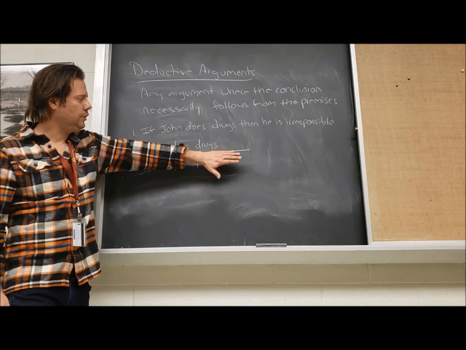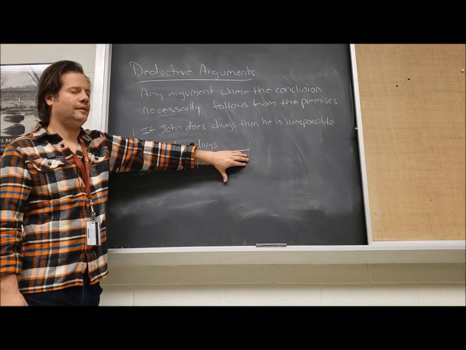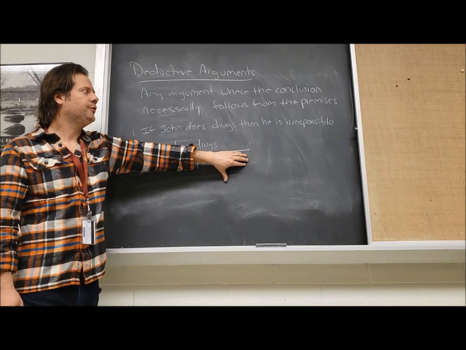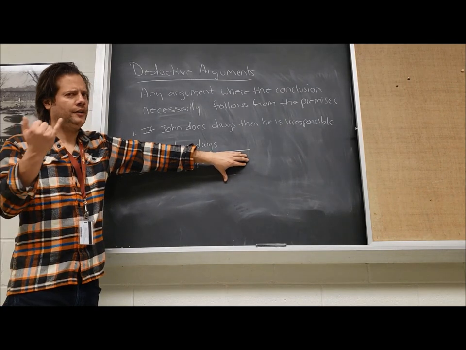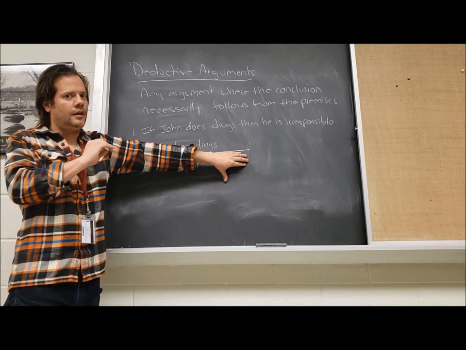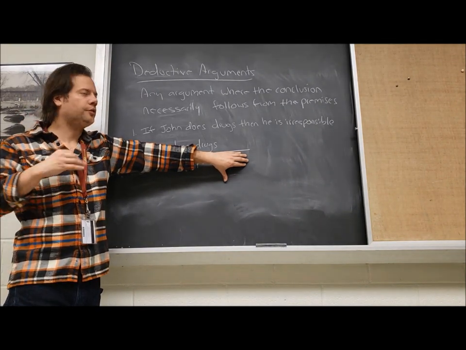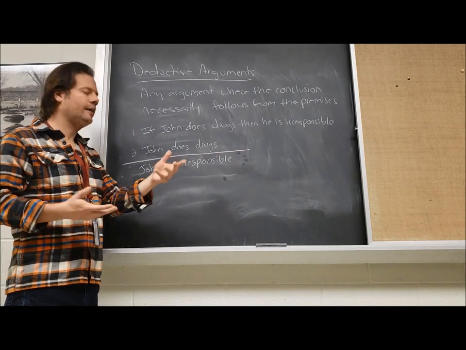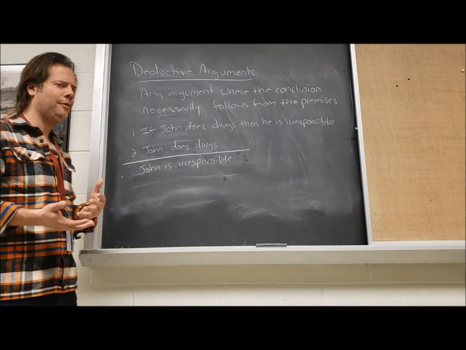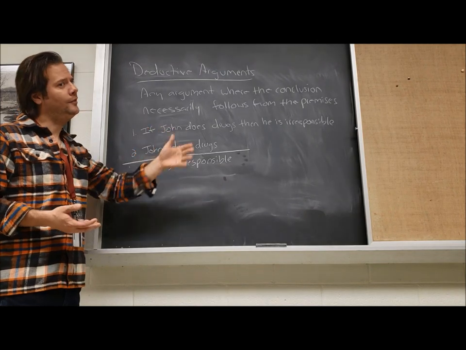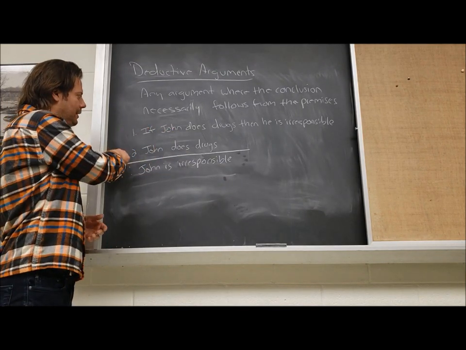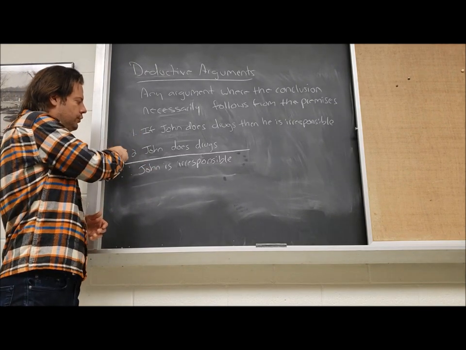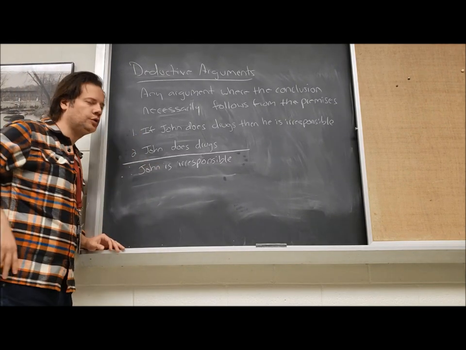Well, even if we don't show you what the conclusion is, if we assume one and two are true, what must be the conclusion? It says, if John does drugs, he's irresponsible. That's guaranteed. Well, he does drugs. So the conclusion is necessary: John is irresponsible. It's almost like a math problem: this is what it said, this is what you get. This is what we're claiming. We don't take any other information other than what's in there. And assuming one and two are true, this would be the conclusion we must have.